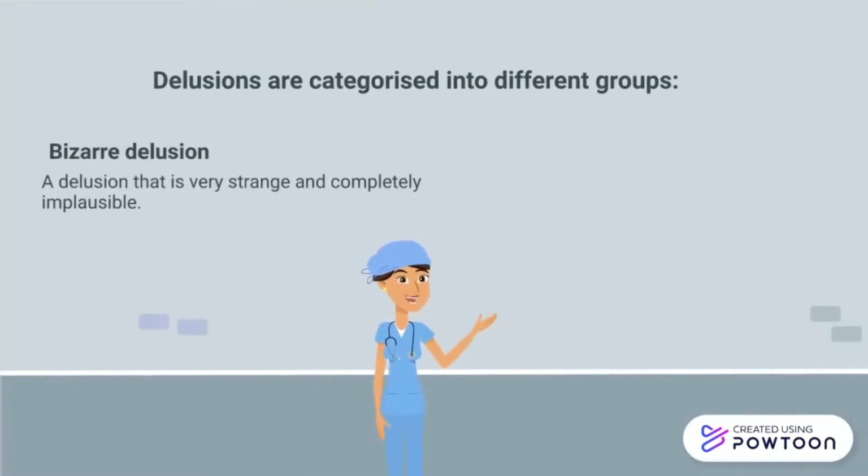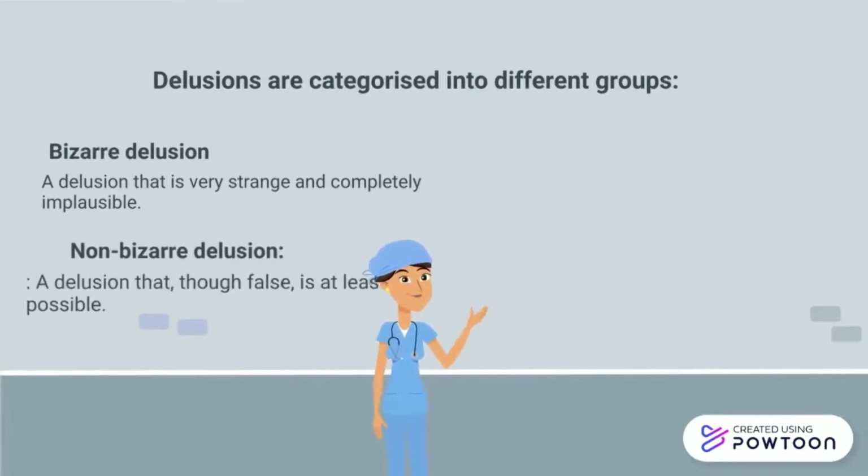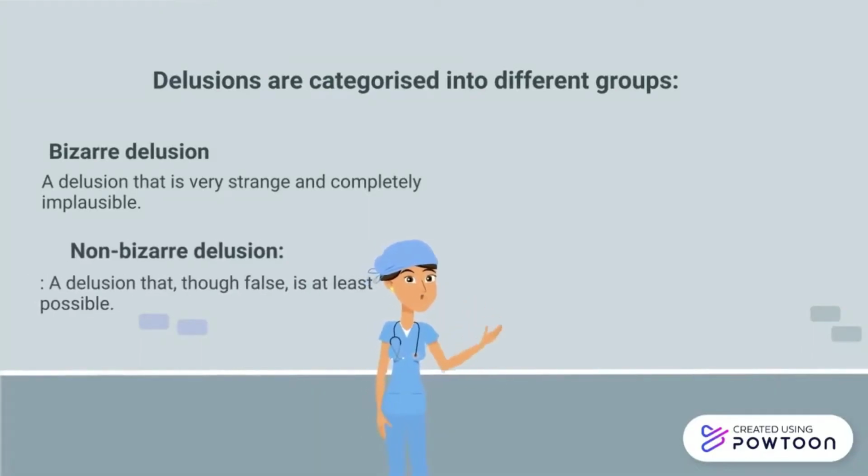First is bizarre delusions. A delusion that is very strange and completely implausible. An example of bizarre delusions would be that aliens have removed the affected person's brain. Next is non-bizarre delusion. A delusion that, though false, is at least possible. For example, the affected person mistakenly believes that he is under constant police surveillance.